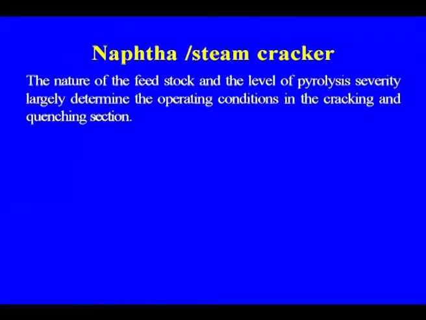The nature of the feedstock and the level of the pyrolysis severity largely determine the operating conditions in the cracking and quenching section. Suppose you have a heavier feed, even gas oil; that can be cracked, but the complexity of the separation increases, because we get more heavier fractions rather than olefins. The level of severity means the temperature: for gas, a lower temperature is required; for naphtha, higher; and for gas oil, still higher.